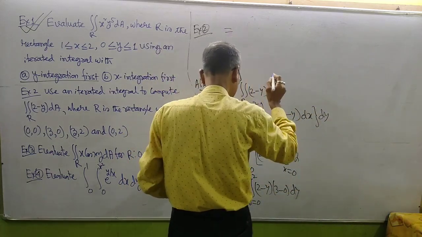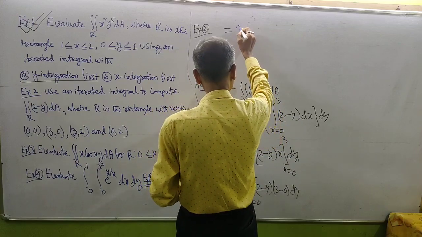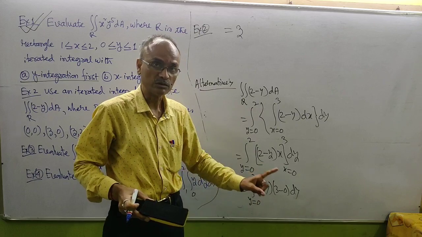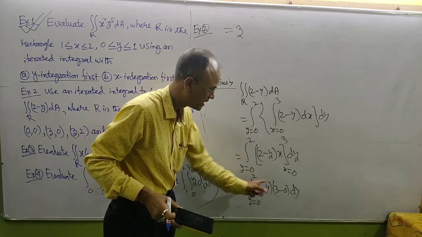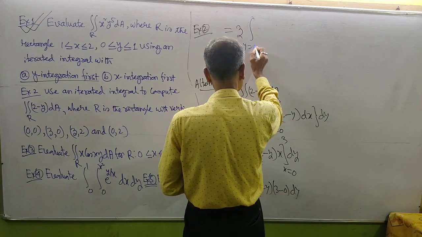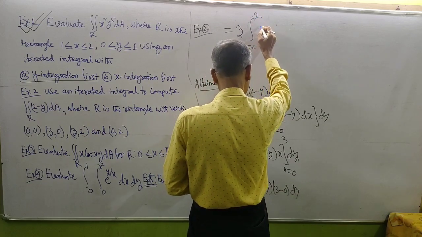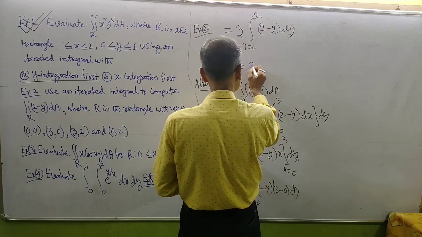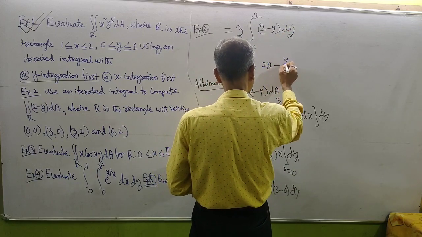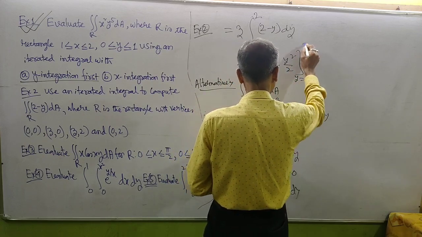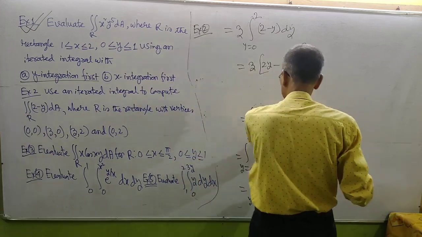This is equal to 3 times the integral, since 3 can be taken outside the sign of integration by the linearity rule. Y equal to 0 to 2 of 2 minus y dy. This is equal to 3 times 2y minus y square by 2, y equal to 0 to 2.